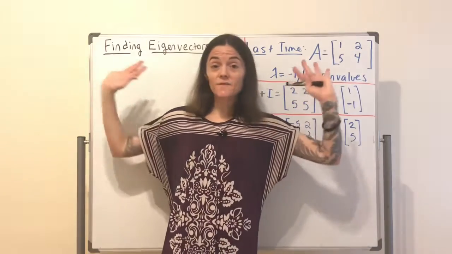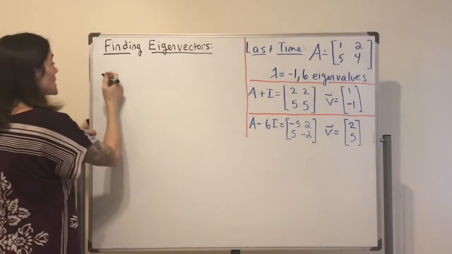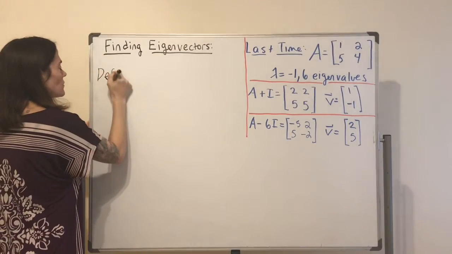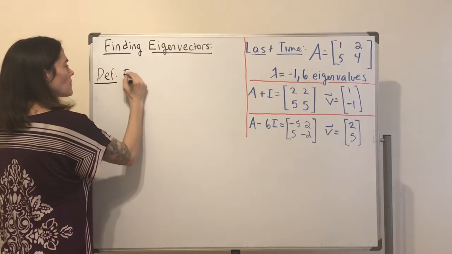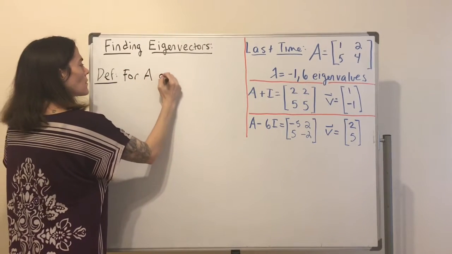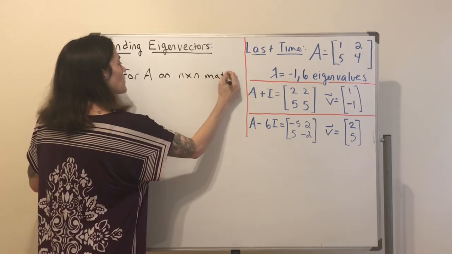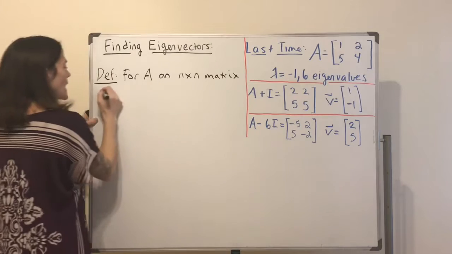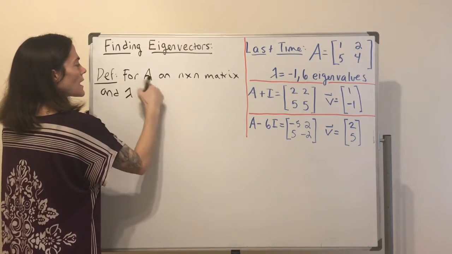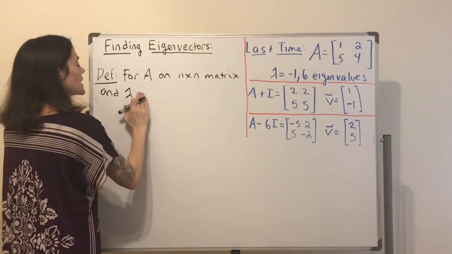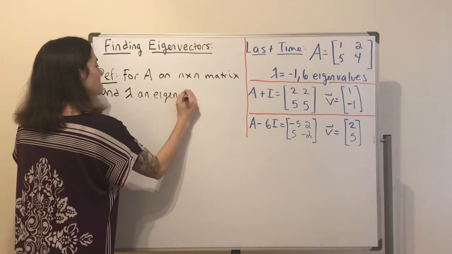Now we discuss finding eigenvectors. Let's begin with a definition. Let's suppose A is an n by n matrix, and lambda an eigenvalue of A.